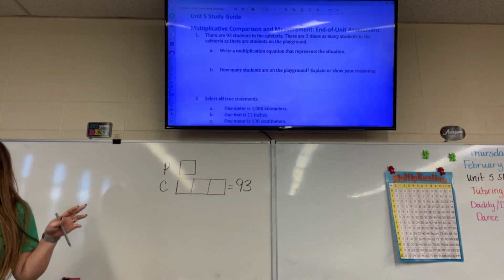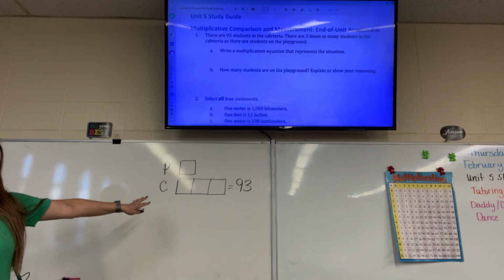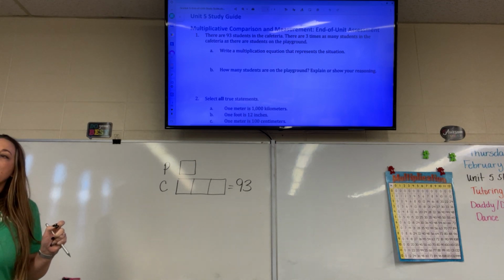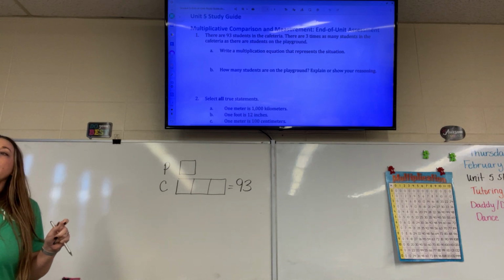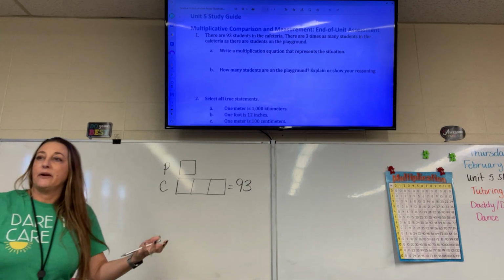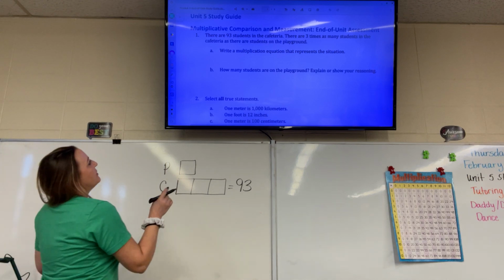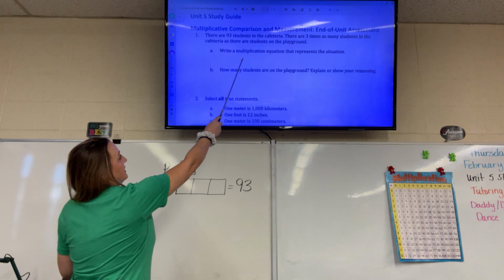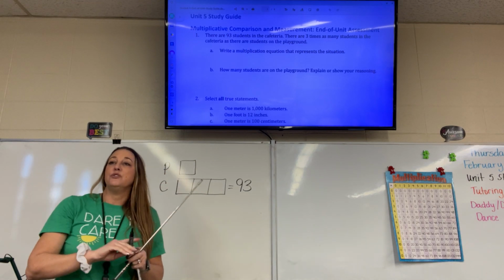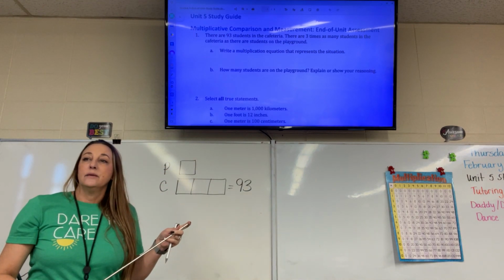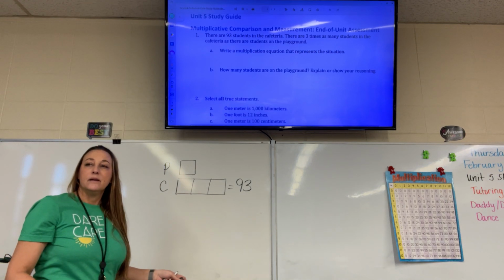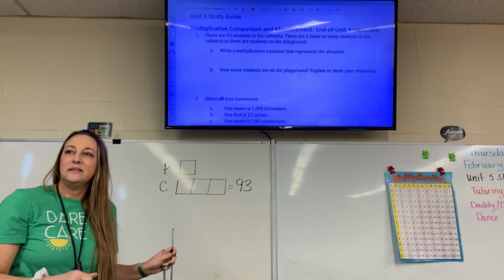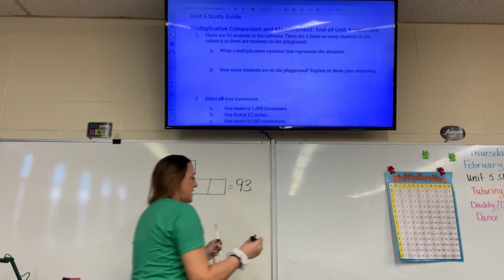So what would be an equation that you could write that would match this? Haziel? 93 divided by 3. Would equal the playground, right? You're right, Haziel, if it said division, but it says multiplication. So what could you do for a multiplication one? 3 times. Say that again? 3 times whatever equals 93. Yes. So that's what we're going to write down.